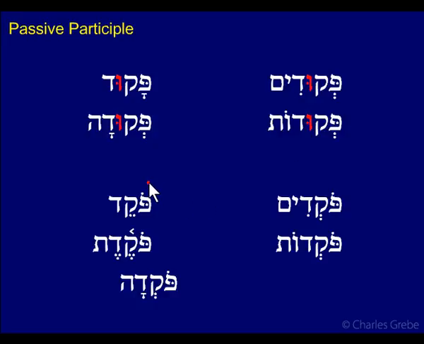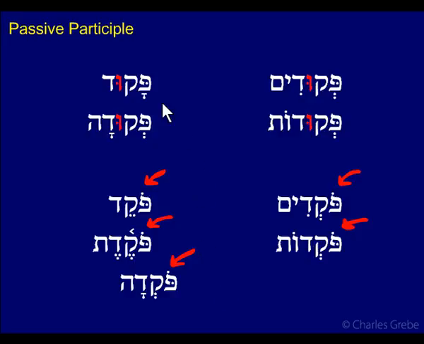The holum stays in all its forms. It's here, it's there, poked, pokedet, and it's here in the alternate form for the feminine singular, pokda, and it's here, pokdim, and it's here, pokdot. So it is the strong marker of the active. The tsere is also a marker, but it's certainly weaker because it only shows up in the masculine singular. All these other ones, it disappears.